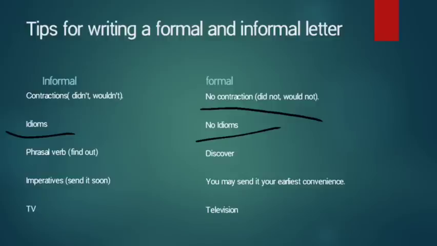Phrasal verb. What are phrasal verbs? It is a verb that has a preposition. For example, find out. Find is a verb, out is a preposition. So, a preposition adds a different meaning to the verb. In informal writing, we use phrasal verbs, whereas in formal writing, we do not use phrasal verbs. In formal writing, we use a single verb, a longer word which has a similar meaning. For example, here we write find out, and in formal writing, we are not using the phrasal verb, but we are using the word discover. Now, they both have similar meanings, but we don't use phrasal verbs in formal writing.